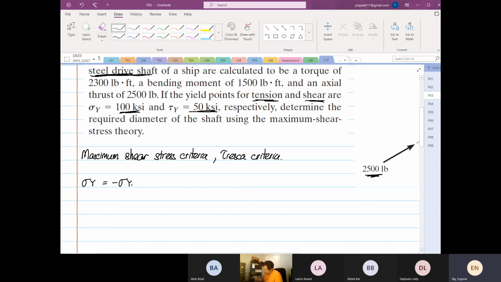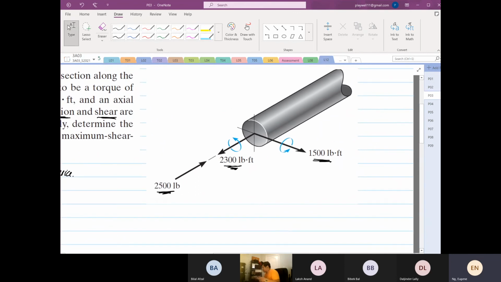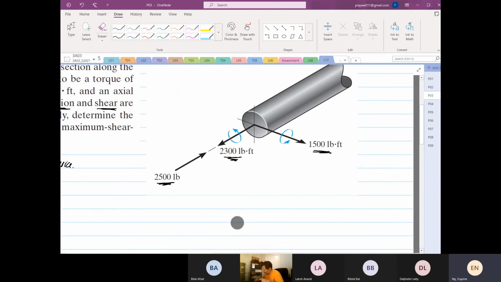And then given that this is equal to 100 times 10 to the power 3 psi. And then the next one is the shear stress in yield is equal to 50 times 10 to the power 3 psi. Okay? So for this case, can anyone tell me why we cannot, this is a shaft, right? Why, for this case, we cannot use the formula?